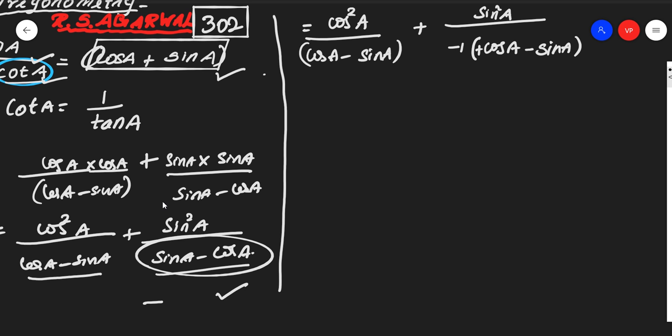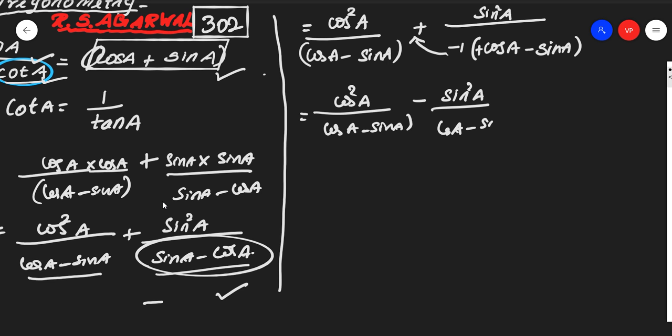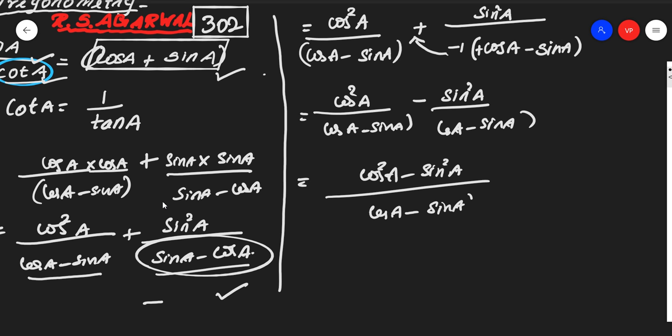We have to equalize the denominators, so the minus will come to this side. This is cos square A by cos A minus sin A, and the other is also cos A minus sin A. Now the denominators are equal. So cos square A minus sin square A by cos A minus sin A. More or less equal.